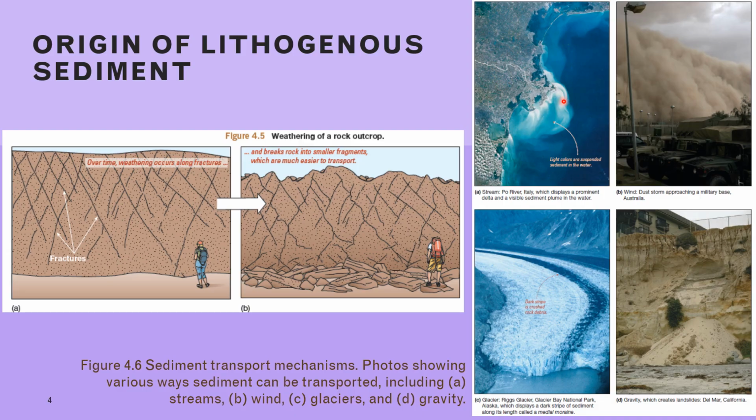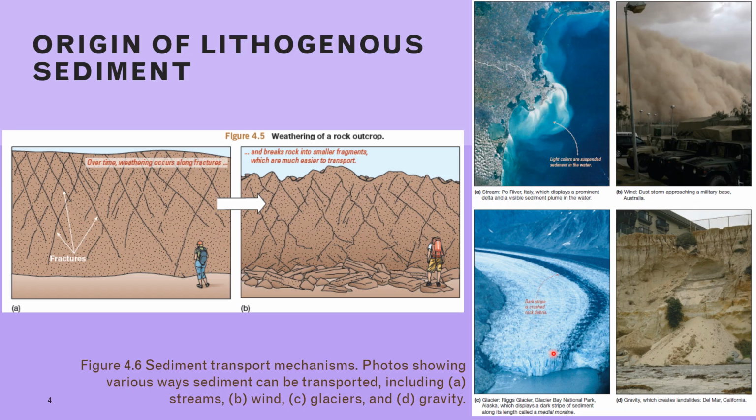In this figure, the light color is the suspended sediment in the water, brought by this river. This is actually the Po River in Italy, which displays a prominent delta and a visible sediment plume in the water. And then we have dust storms approaching a military base. So dust can also contribute to the lithogenous sediment in the oceans.